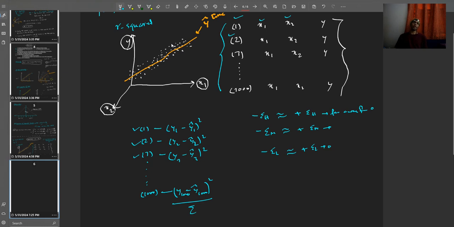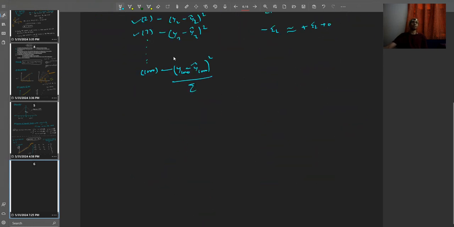So what we do is we square them up. When we square them, all the values become positive and we can have a measure of the error. So we square them and we sum them. This sum, we call it sum of squared errors.